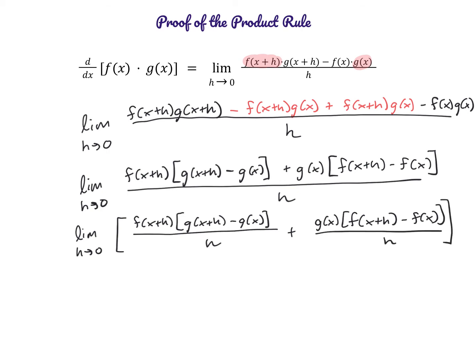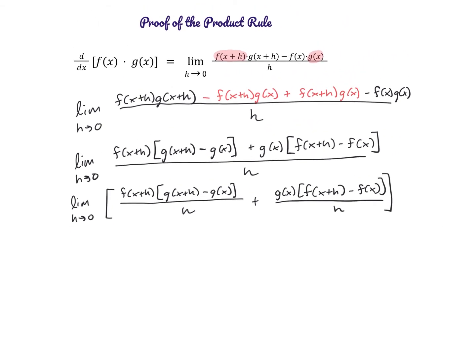Again, I just split up the numerator into two separate fractions, and now I'm going to look at each fraction individually. Here you might notice that g of x plus h minus g of x all over h is the limit definition of g prime of x. So this is the derivative of g of x. And if I evaluate this limit using direct substitution, h will go to 0, and what I'm left with is just f of x.